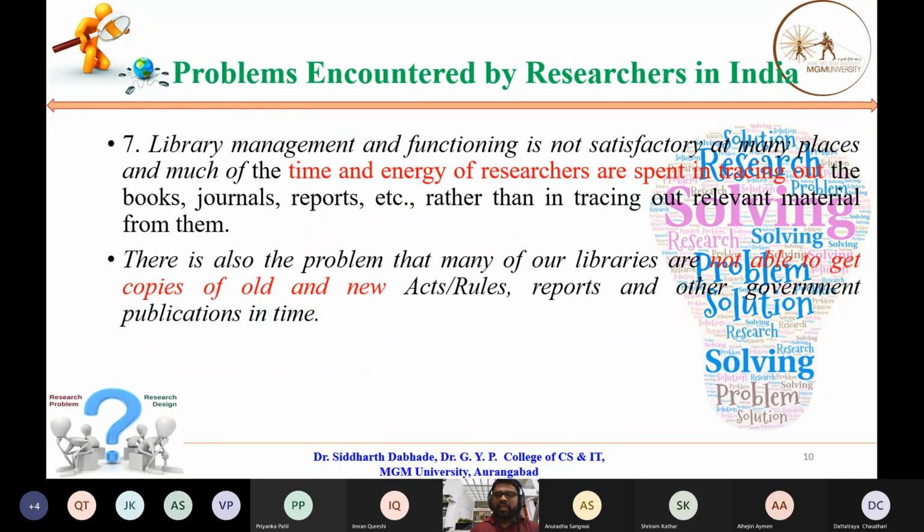Another thing is the new acts, new rules and new reports, like your research article that has been published. Our libraries are not able to get the new copies. We have just old copies. So I will give one example of my own.